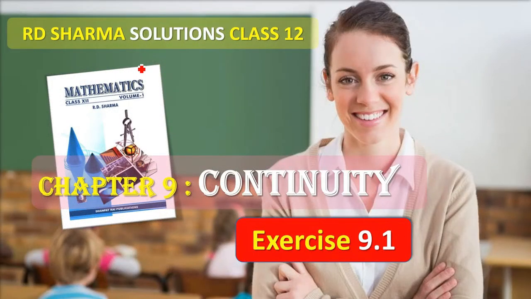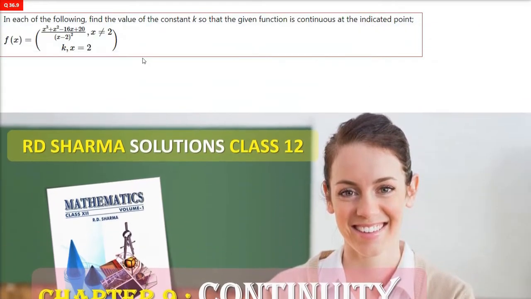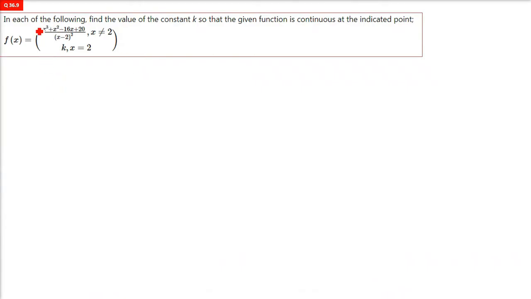We are taking R.D. Sharma solution, class 12, chapter 9, continuity. Exercise is 9.1. In each of the following, find the value of the constant k so that the given function is continuous at the indicated point. Now x is equal to 2; at x equals 2, the function is continuous.